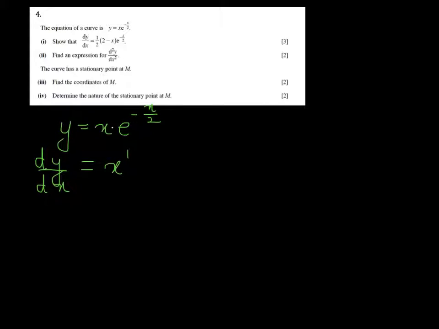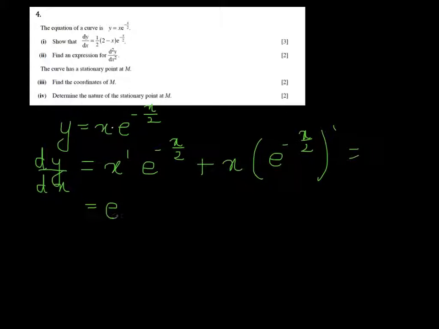Take it in small steps, don't do many things at once, don't do two things at once. So I just apply the product rule, plus x times the derivative of e to the power of minus x over 2. Now at the next step I'm focusing on how to differentiate each of these. So the derivative of x is 1, we get e to the power of minus x over 2 plus x times e to the power of minus x over 2.